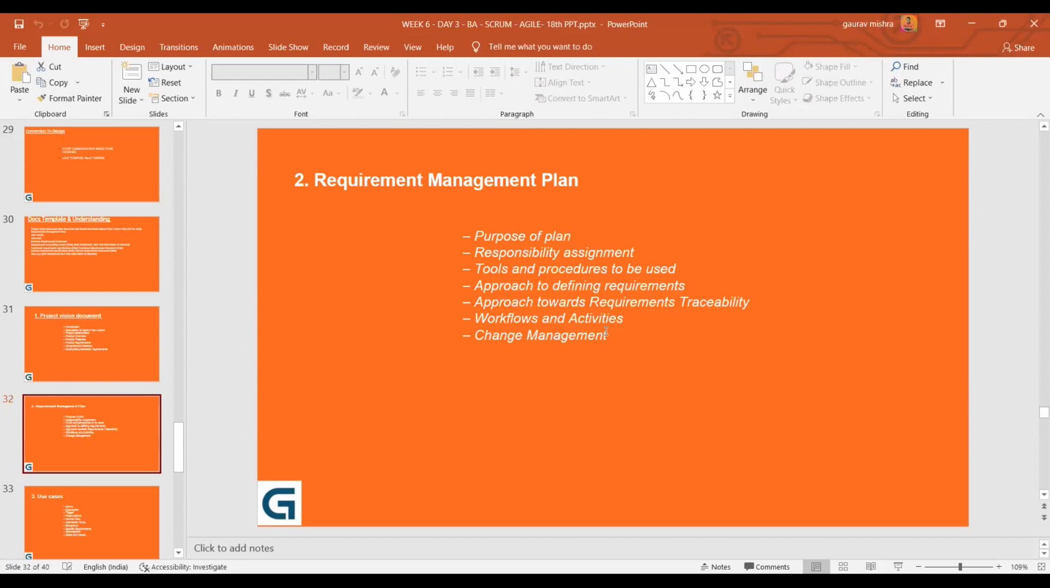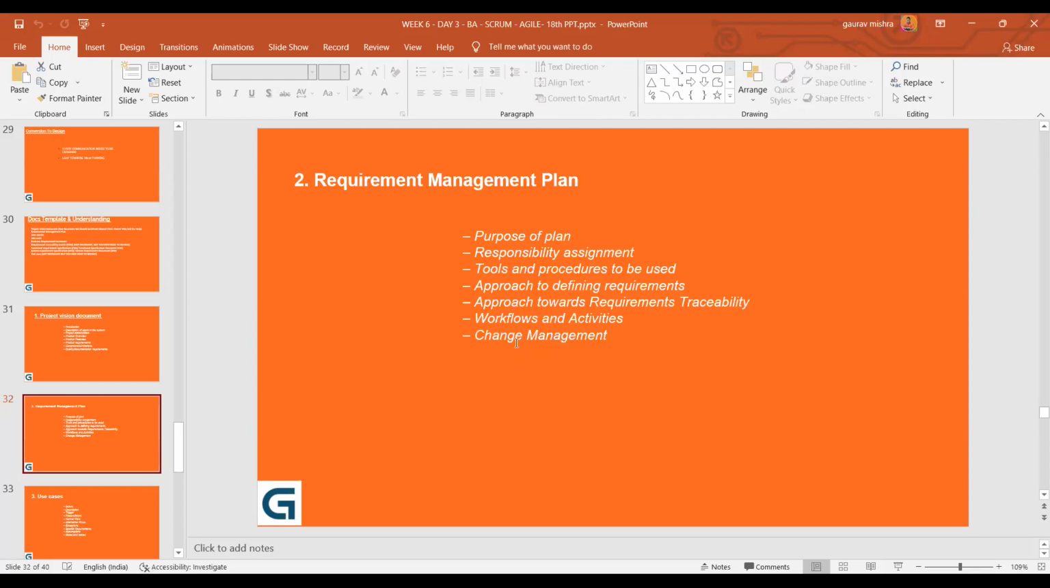And then approach towards requirement traceability. So requirement traceability, we will begin to see what all comes under requirement. Every requirement will have one identification number, and every requirement identification number may have multiple test cases and test scenarios or test conditions. So those things may appear in the approach of how the requirement will be traced against test cases or test conditions or use cases. So that comes under approach towards requirement traceability.